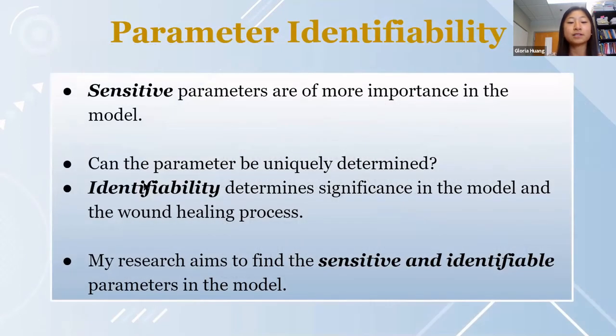So first, that brings into question parameter identifiability. We would know a parameter is sensitive if a small change in the parameter value causes a large change in the model output. A sensitive parameter in the model would indicate that the parameter has a strong impact on the actual biological wound healing system. This ties into parameter identifiability, which asks if a parameter can be uniquely determined. The lack of identifiability in a parameter would signal the insignificance of the parameter in both the model and the healing response. Thus, we are trying to see which parameters are identifiable and most sensitive.